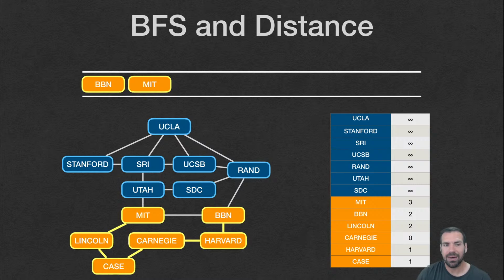And it doesn't matter which one. Since we're only concerned about distances, especially from Carnegie to Case, Lincoln, MIT, that's a path of length 3. Carnegie to Harvard to BBN to MIT, that's a path of length 3. No matter who finds MIT, if it's Lincoln or BBN, it's still going to be a distance of 3. So we're still going to get the right answer. So we don't really care who finds it. It's still going to be a distance of 3.